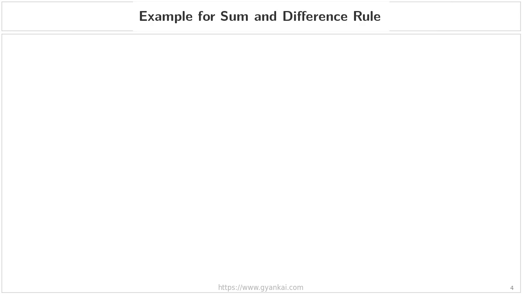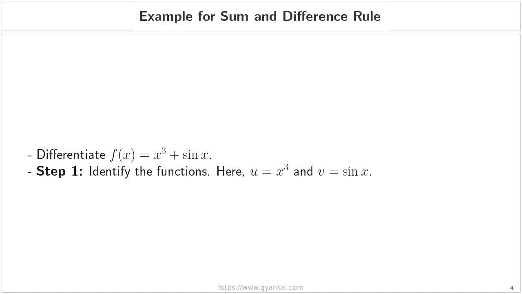Example for sum and difference rule. Now that we have discussed the theoretical steps for the sum and difference rule, let us apply them to a concrete example to see how it works in practice. We are asked to differentiate the function f of x equals x cubed plus sine x. Following step 1, we first identify the individual functions that are being added together. In this expression, we can let u equal x cubed and v equal sine x.